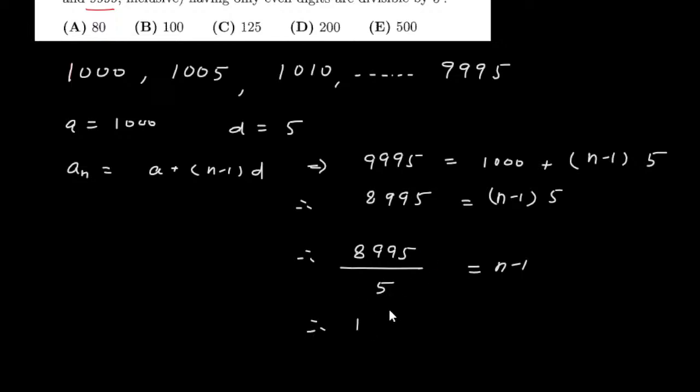5 and the 5, 3 is 39, 5 7s are 35, 35, 4 is 49, and 5 9s are 45, 45, 4 is 45, 5 9s are 45. This is equal to n minus 1. So your n is 1799 plus 1, that is 1800. Now 1800 are the total number possible.